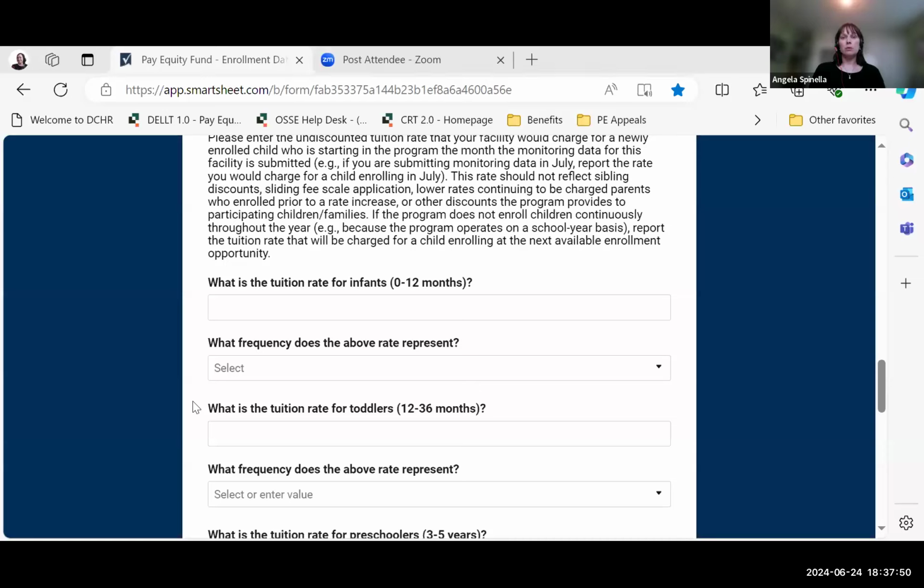If the facility enrolls exclusively children whose parents are employed by a specific employer and charges a discounted rate for those children, you should report that rate. If the facility does not enroll children continuously throughout the year, because the program, for example, operates on a school year basis, report the tuition rate that would be charged for a child enrolling at the next available opportunity.